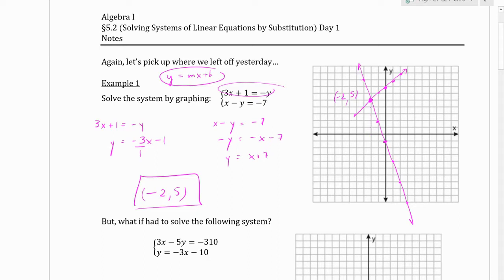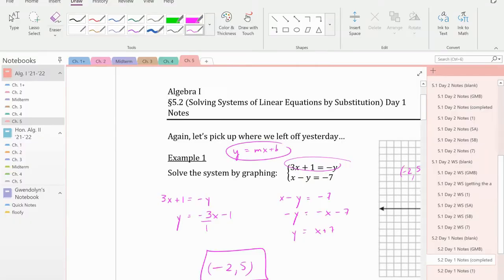If I want to double check, make sure I'm correct, let's come back. Is 3 times the x in my ordered pair, added to 1, the same thing as the opposite of that y? Negative 6 plus 1 does equal negative 5. Is the x minus the y equal to negative 7? Sure is. I know it's right.